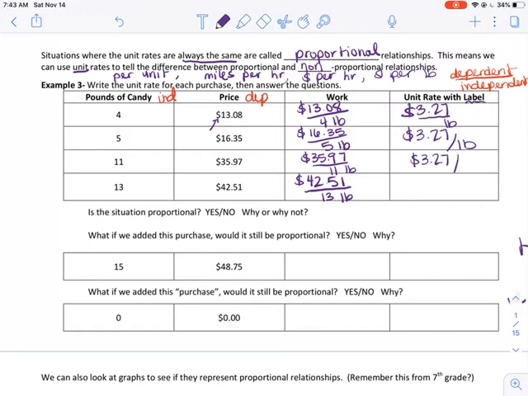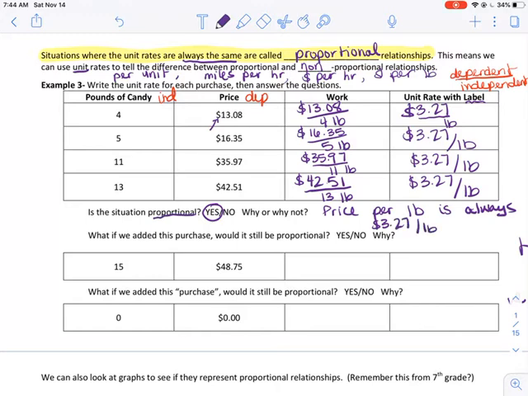So the whole point of today is that we're determining if a relationship is proportional or not. So, is this situation proportional? Well, if we look above, we found that situations where unit rates are always the same are called proportional relationships. And this unit rate is always the same. It's always the same amount. So we're going to say yes. And the price per pound is always the same, or the unit rate is always the same, works too. I'm actually going to write what it is. It is always $3.27 per pound.